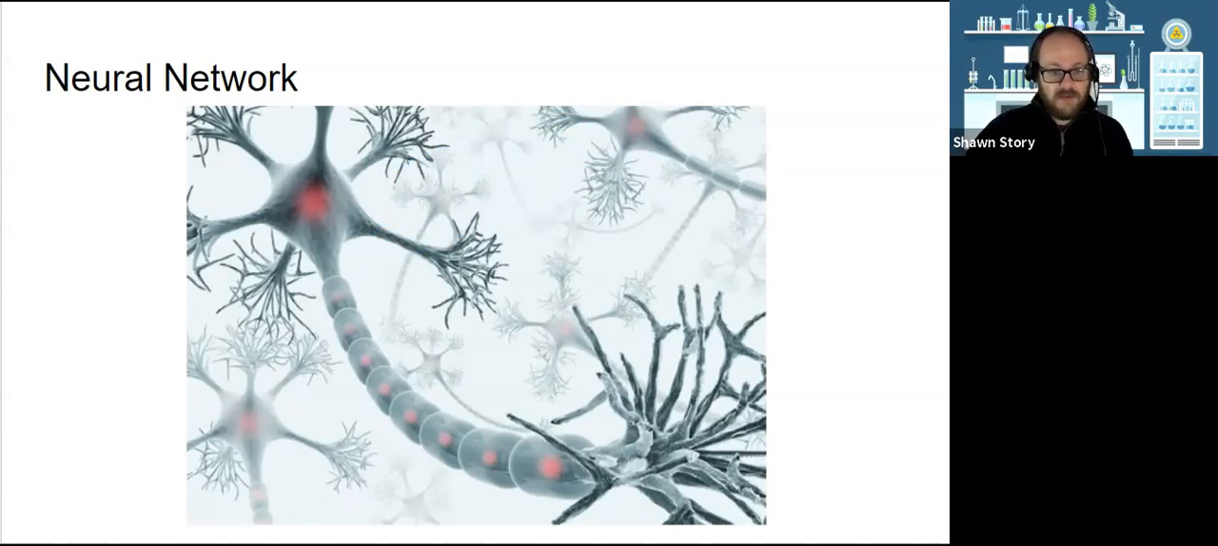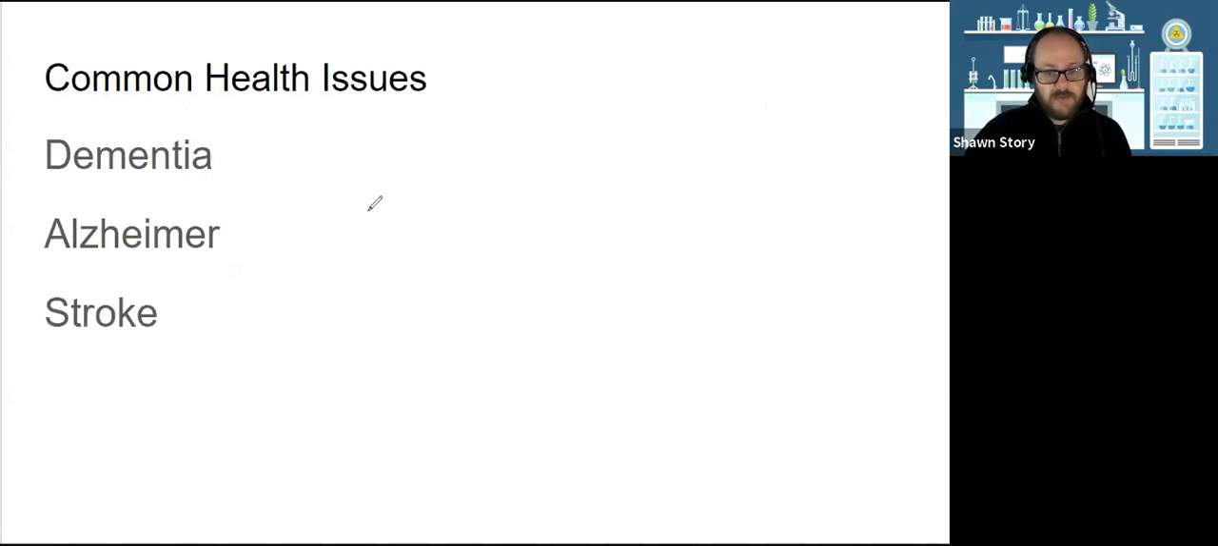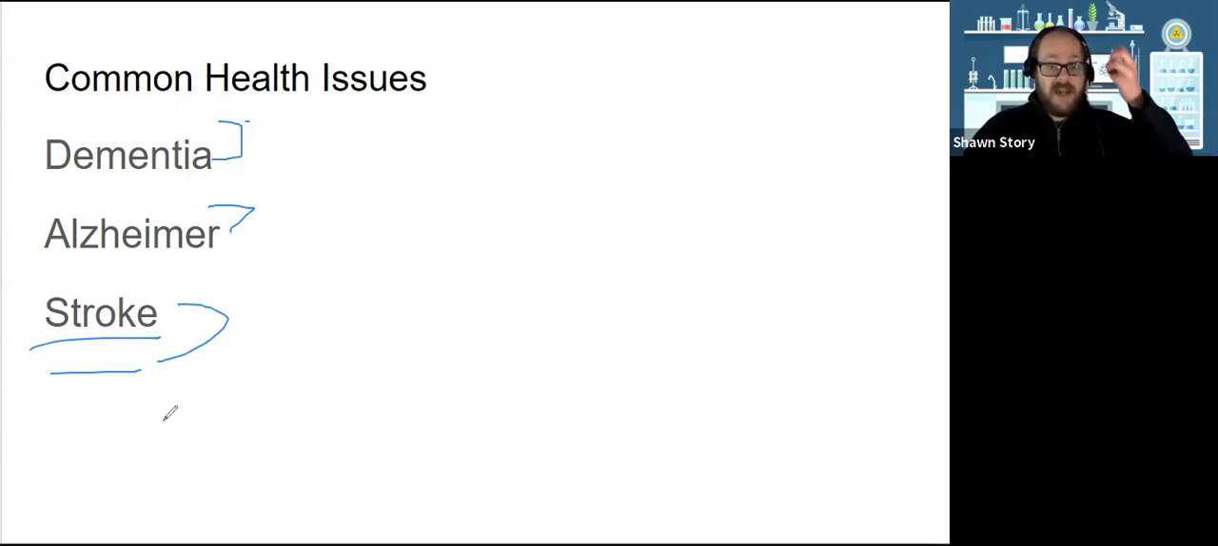All right, so that, ladies and gentlemen, is our circulatory system. Really quick, common health problems. We have dementia, Alzheimer's, and stroke. I included stroke in the brain because, again, it's that lack of blood flow in our brain. Tell me about dementia and Alzheimer's.